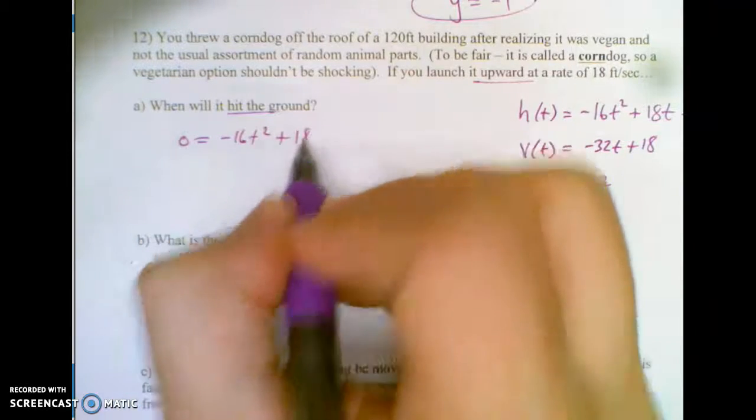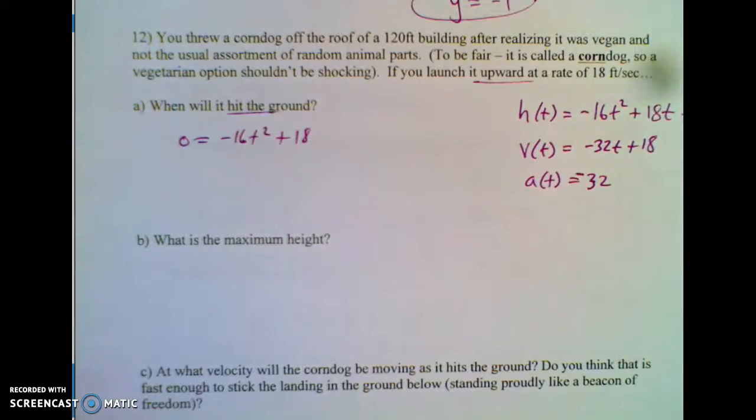I'll pause and come back once it's done.